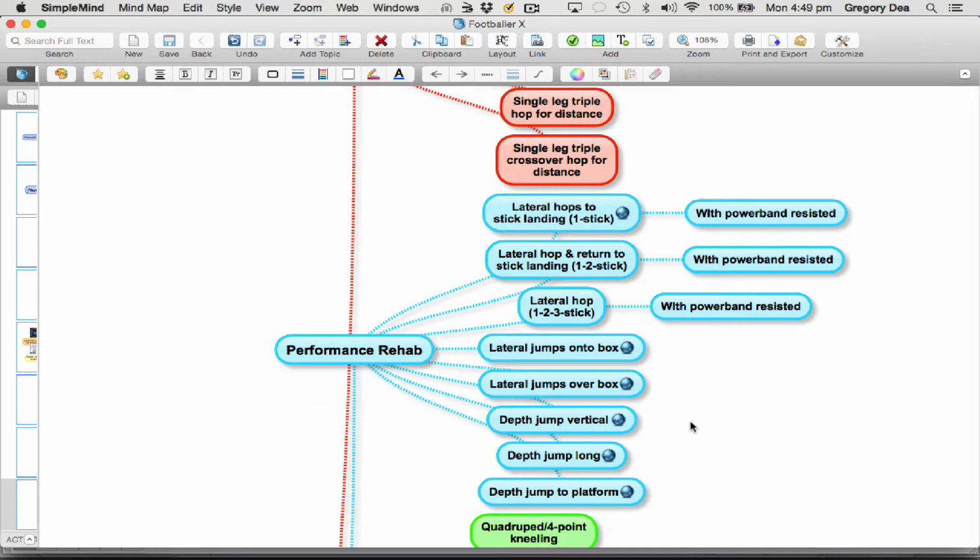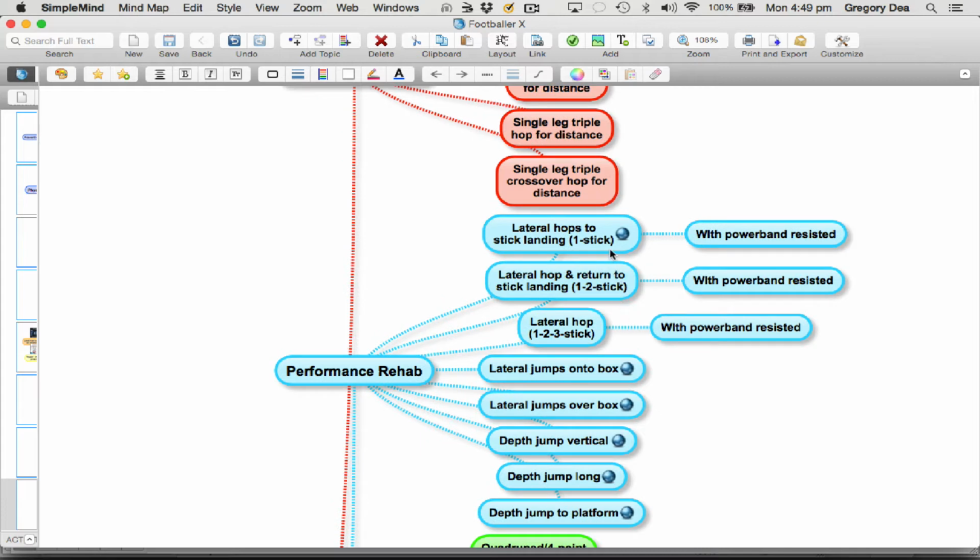Now this particular mind mapping software allows you to stick a link in there. So I could click on that globe there and it would take me to a web page that's going to give me the lateral hops to sticking one landing. And I can add power bands and I can resist that, and he can resist that. There are some variations here. Each of these links takes you to a website that shows you what that link is.